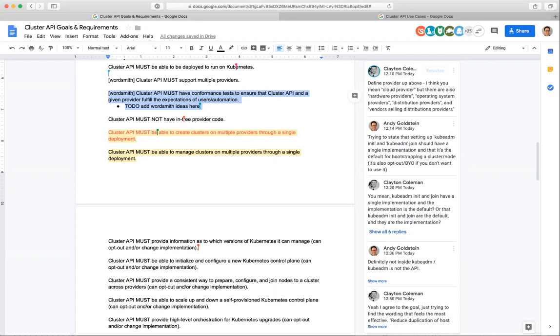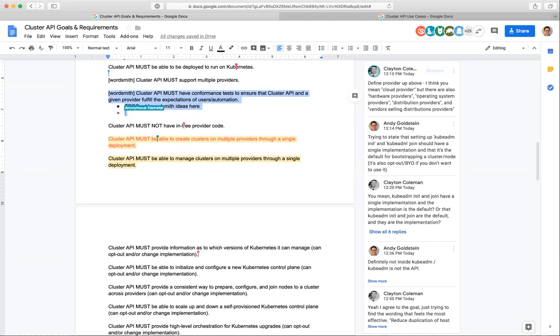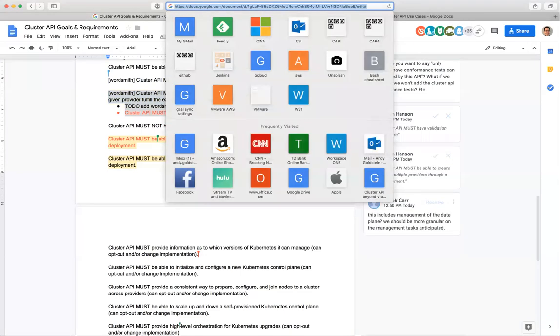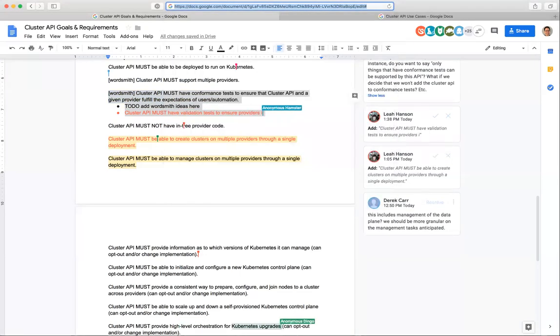Okay, that makes sense to me. I don't think that there's any change we need to make to the document for that, though. Is there? I don't think so. Hold on.